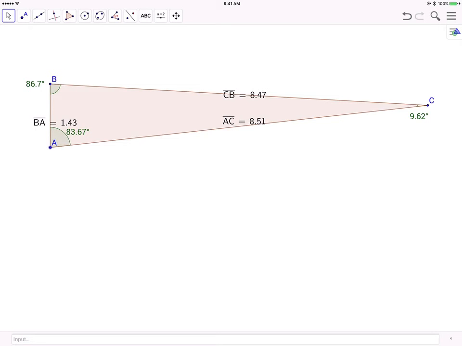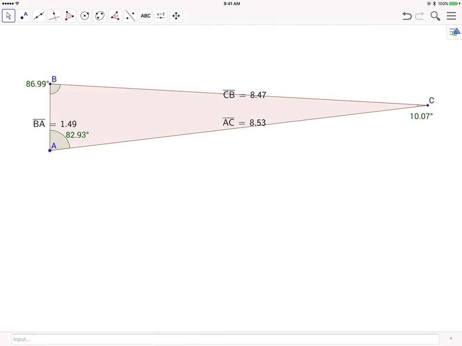What's the largest angle? It looks like angle B is, because it's 86.7 degrees. So the side opposite angle B, which is AC, should be the largest side. And not by much, because B is just slightly bigger than A. So you can see that AC is bigger than CB, but not by much.